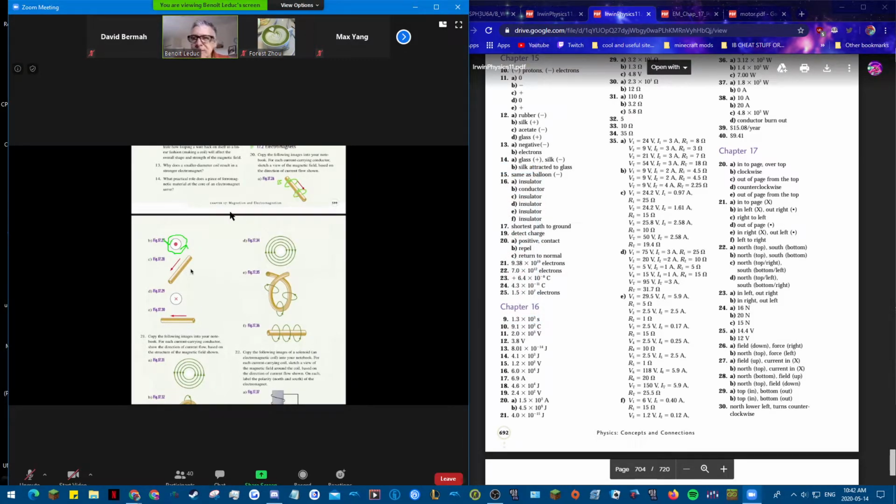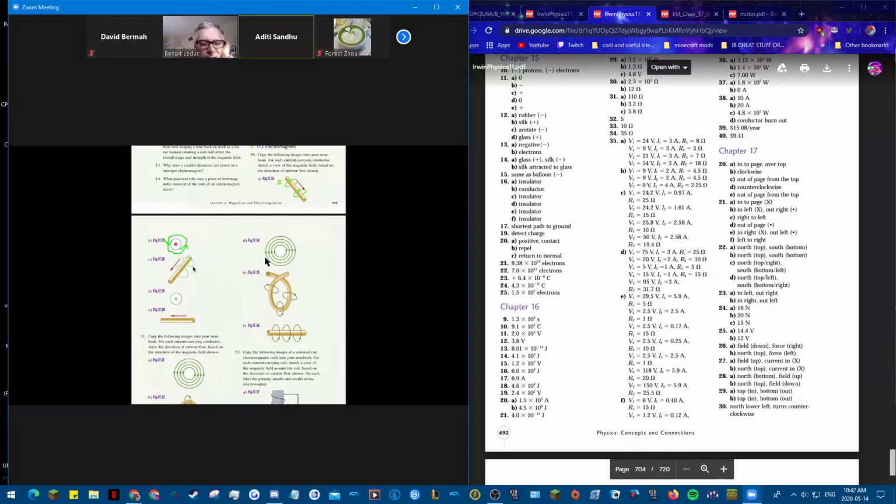Do this one here. Aditi, are you there? Yeah. Oh, good. So yeah, the arrow is a little bit hard to see, right? But I think you're okay. Yeah, so it's like this. Yep, that's correct. So very good. Okay, next one, this one.